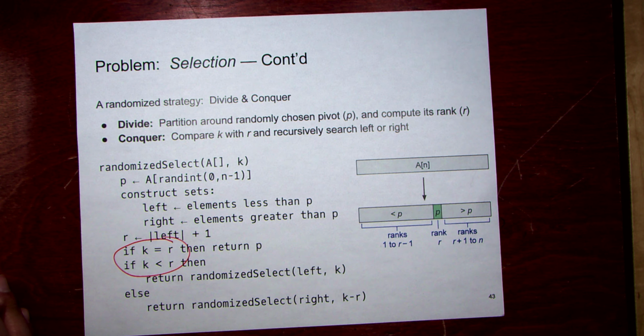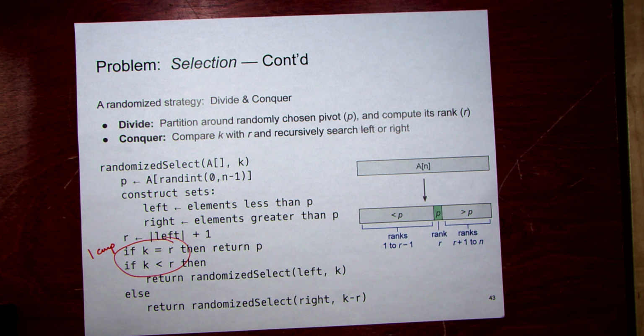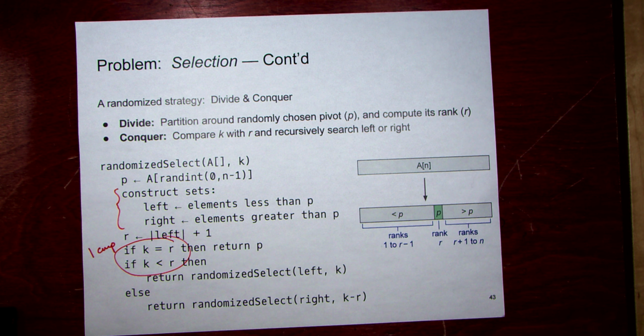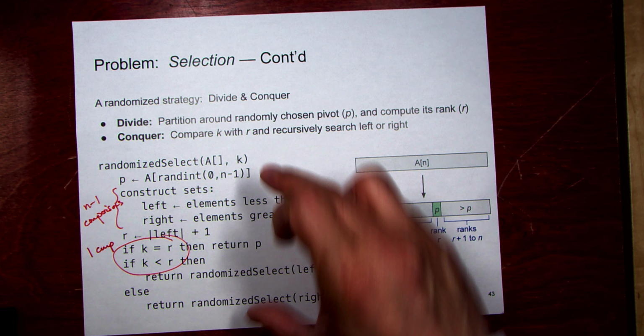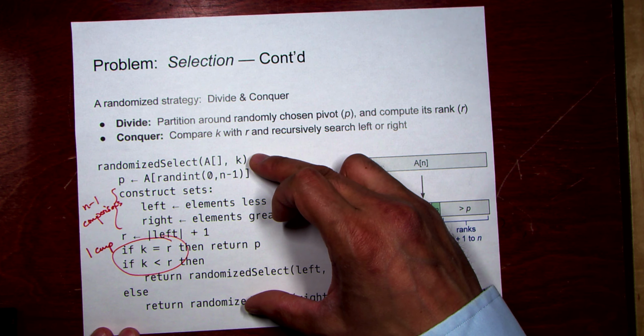This was one comparison, maybe two if you squint really hard. And the other comparisons are actually in here. When you run partition, you compare each of the other elements, there are n minus one of them, with the pivot. So overall, the total running time for this bit here, without the recursive subcall, is n comparisons. So it costs you n.